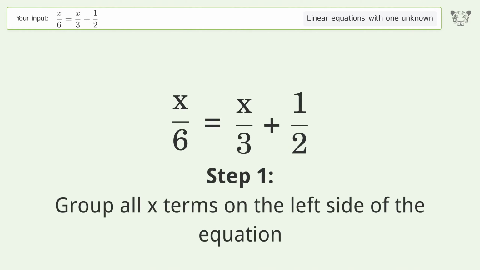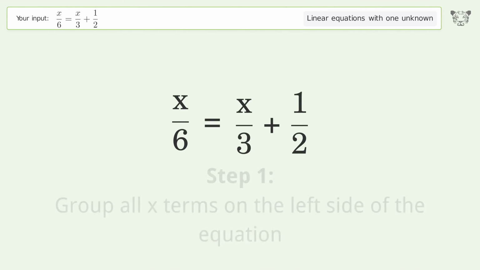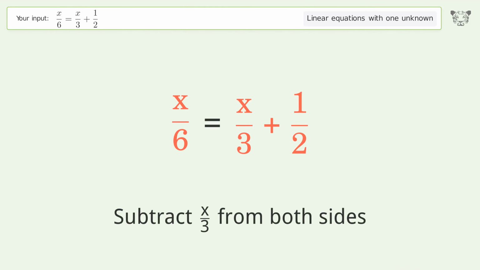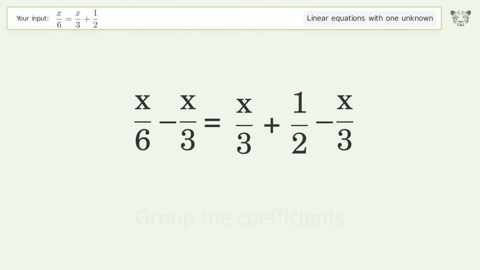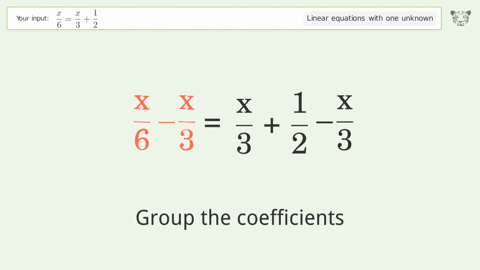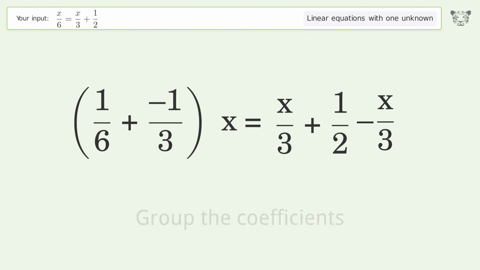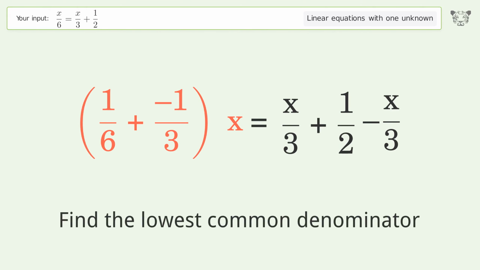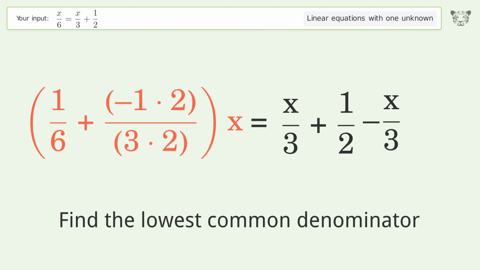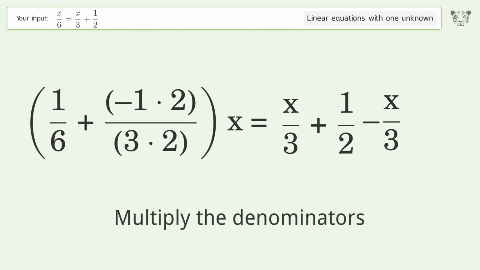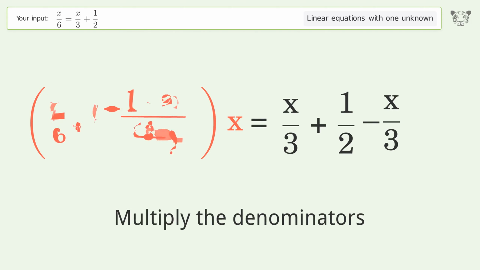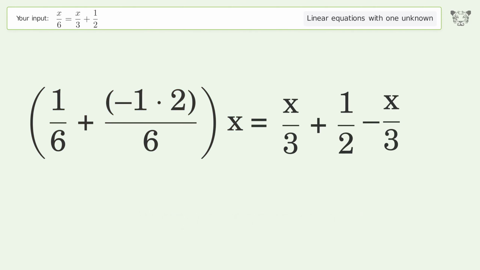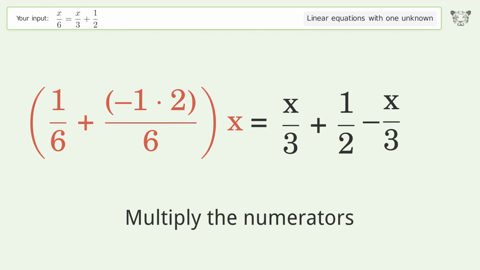Group all x terms on the left side of the equation. Subtract 10/3 from both sides. Group the coefficients. Find the lowest common denominator. Multiply the denominators. Multiply the numerators.